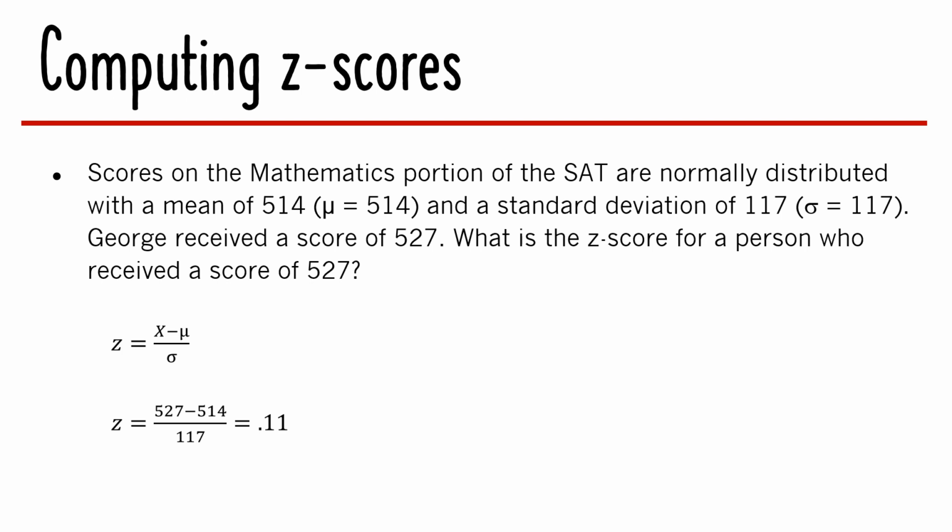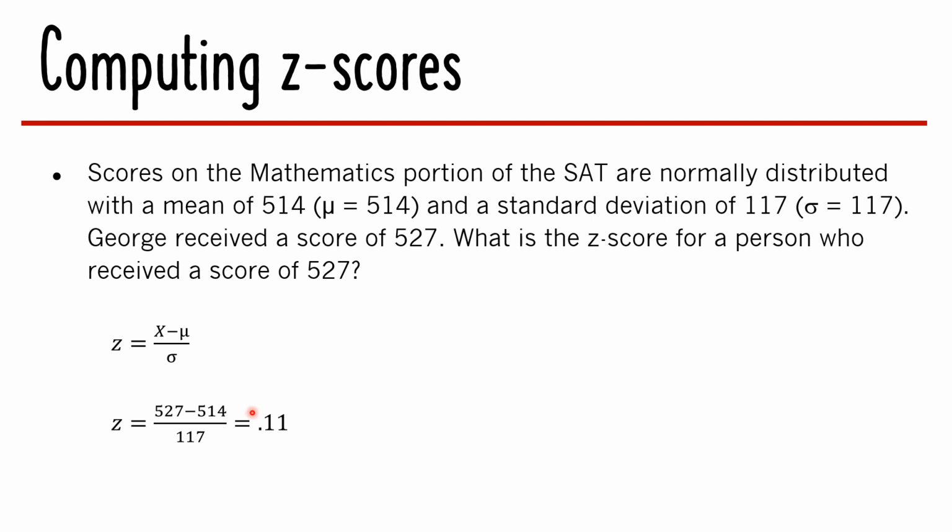So if somebody has a score of 527, we want to know how far above the mean that person is in standard deviation units. To do this, we compute a z-score, which is the score minus the mean divided by the standard deviation. So this person's score is 527, and the mean is 514. They're above the mean, which means they have a positive z-score.